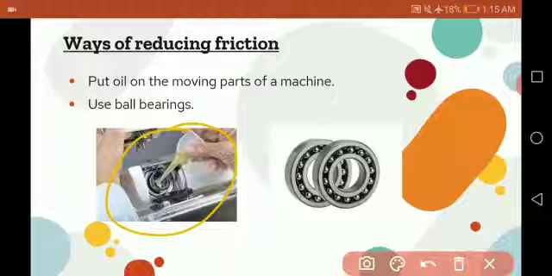Use ball bearings. Another way to reduce friction is the use of ball bearings.